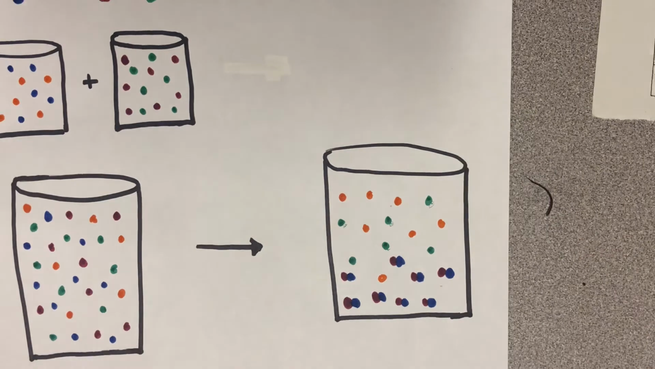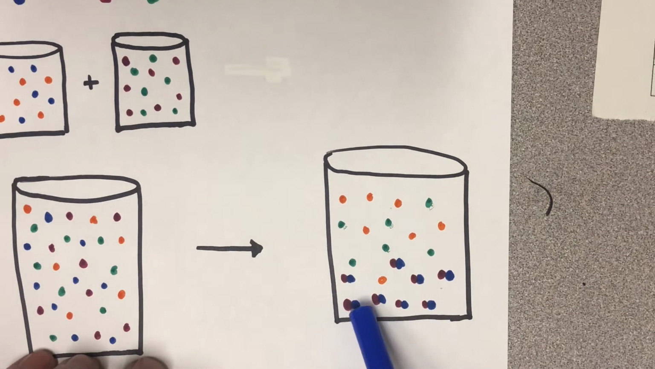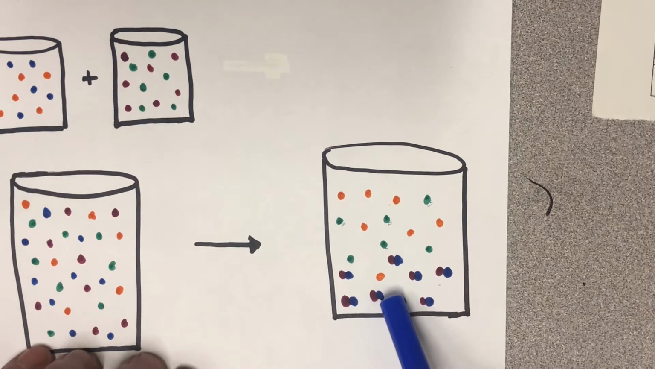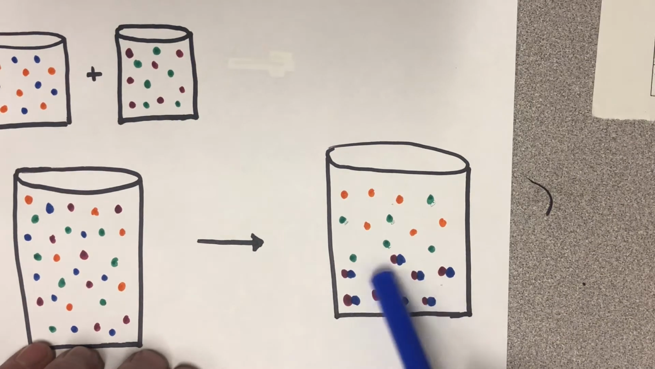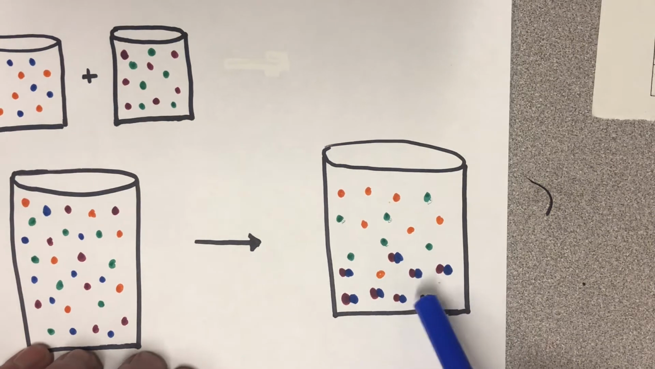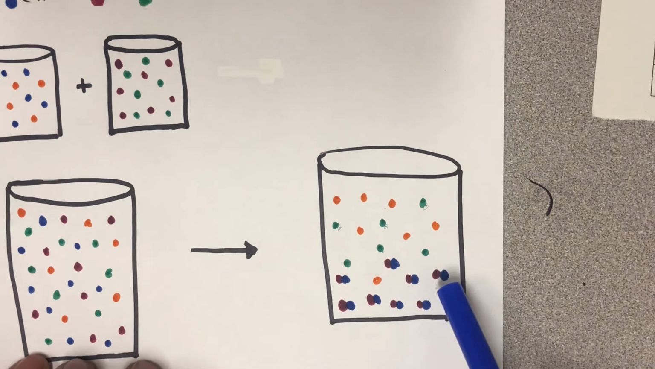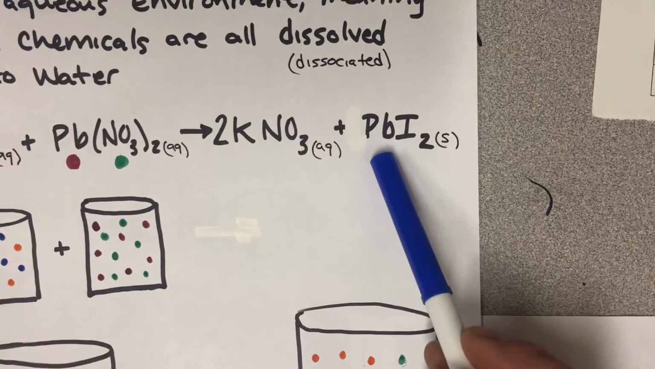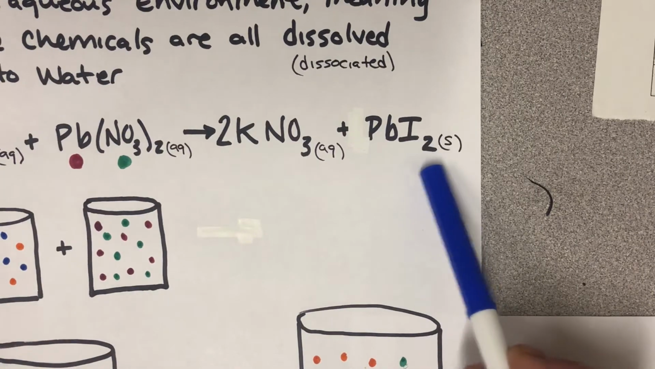But the real interesting one that happens is down here, where the purple dot, the lead, is hooked up with the blue dot, the iodine. And so here, these things actually do chemically bond, and they come out of solution as a solid. It's actually a really bright yellow solid, and it's really pretty. That's why we have the PbI2 as a solid compound.